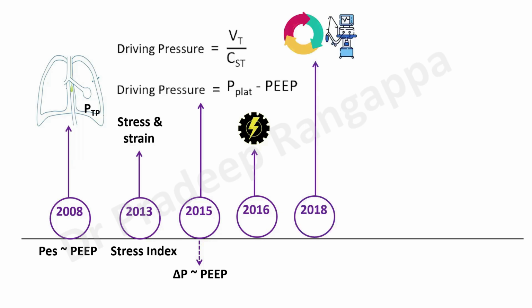In 2018, we came with closed loop ventilation, where the ventilator itself auto adjusts pressure, volume, flow rates to the patient's needs. So this is a new concept that evolved, and all the newer ventilators which my listeners would be having in their units would have closed loop ventilation. Like you have adaptive support ventilation, you have proportional assist ventilation, you have pressure regulated volume control ventilation, and so on and so forth. There's a separate video on that. You can go watch it.